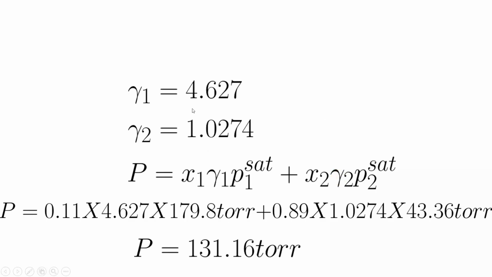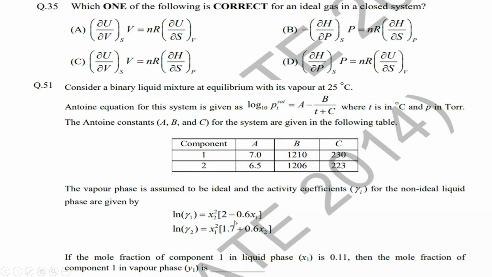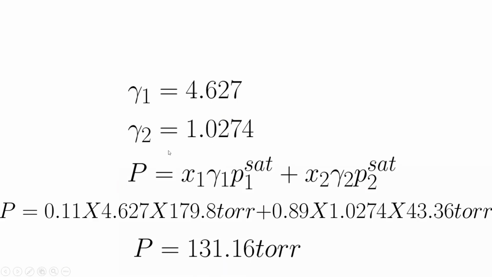Also, they have given the equations for gamma 1 and gamma 2, and we have the value of x1. X1 is equal to 0.11. Then you know that x1 plus x2 will be 1, so x2 will be 0.89. We will put all the values and calculate gamma 1 and gamma 2. Gamma 1 is 4.627 and gamma 2 is 1.0274. The total pressure will be calculated as P is equal to x1 gamma 1 P1 sat plus x2 gamma 2 P2 sat, since it is a non-ideal mixture. We know x1, x2, gamma 1, gamma 2 and P1 sat. From this we get P is equal to 131.16 torr after putting all the values.